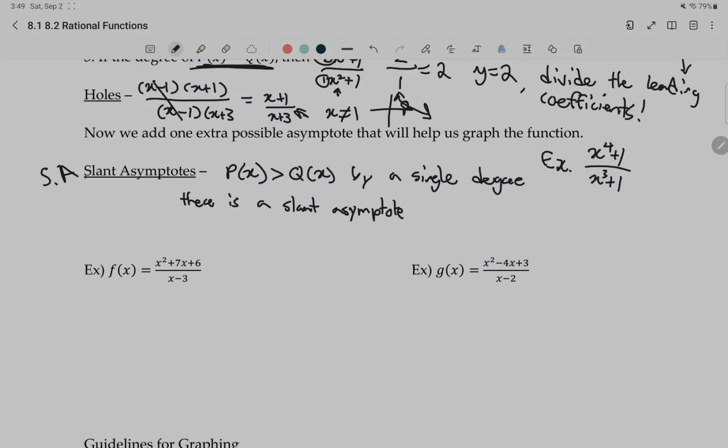And it's very important to emphasize the fact that it must be 1 degree. If it's bigger, then there is no slant asymptote. It just goes to infinity on either end, or negative infinity, depending on how the function behaves.